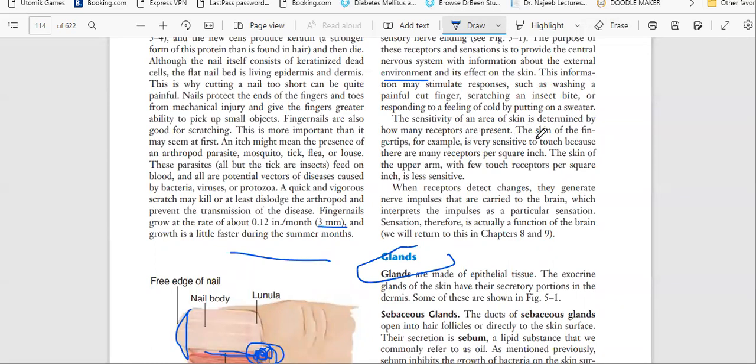Basically, how fast and how much you sense depends upon how many touch receptors are present on that area. The skin of the fingertips, for example, is very sensitive to touch because there are many receptors per square inch. So basically, our fingertips have more receptors. I think you can understand that.